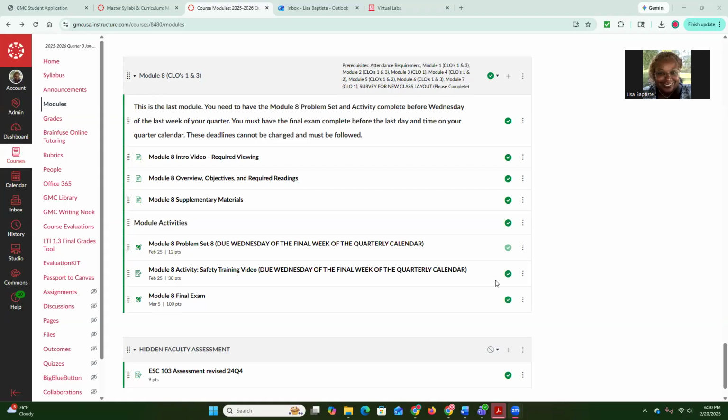And so let's read this disclaimer. This is the last module. You need to have the Module 8 problem set and activity complete before Wednesday of the last week of your quarter. So make sure that it is completed, and that you're checking those due dates. You must have the final exam complete before the last day and time on your quarter calendar. These deadlines cannot be changed and must be followed. So it's very important that you check those due dates for this particular module.